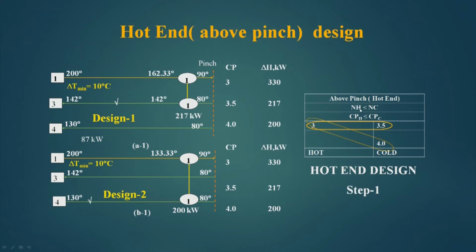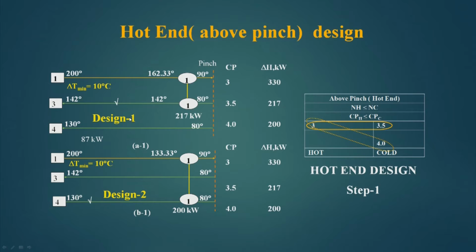Now, let us take the first rule which says NH should be less than or equal to NC. Here there are 2 cold streams and 1 hot stream. So, this condition NH should be less than or equal to NC is satisfied for this hot end. So, I do not have to bother for this now. Now, the second rule, CPH less than or equal to CPC, has to be followed whenever we put a match. Now, I can put a match from 3.5 to 3 or 4.0 to 3, that means these 2 matches are permissible.